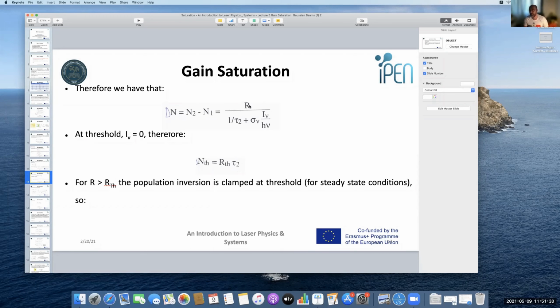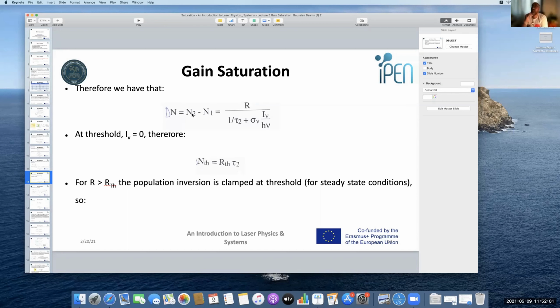We know this, because at the beginning, what we do to our system, where is the population? It is on the ground state. We pump it in order to transfer this population to the upper state. At this stage, I is 0 because we don't have laser. So at the beginning, what we are doing is R, the pumping rate, times the lifetime of the electrons on the upper state. All right, this is our initial gain.